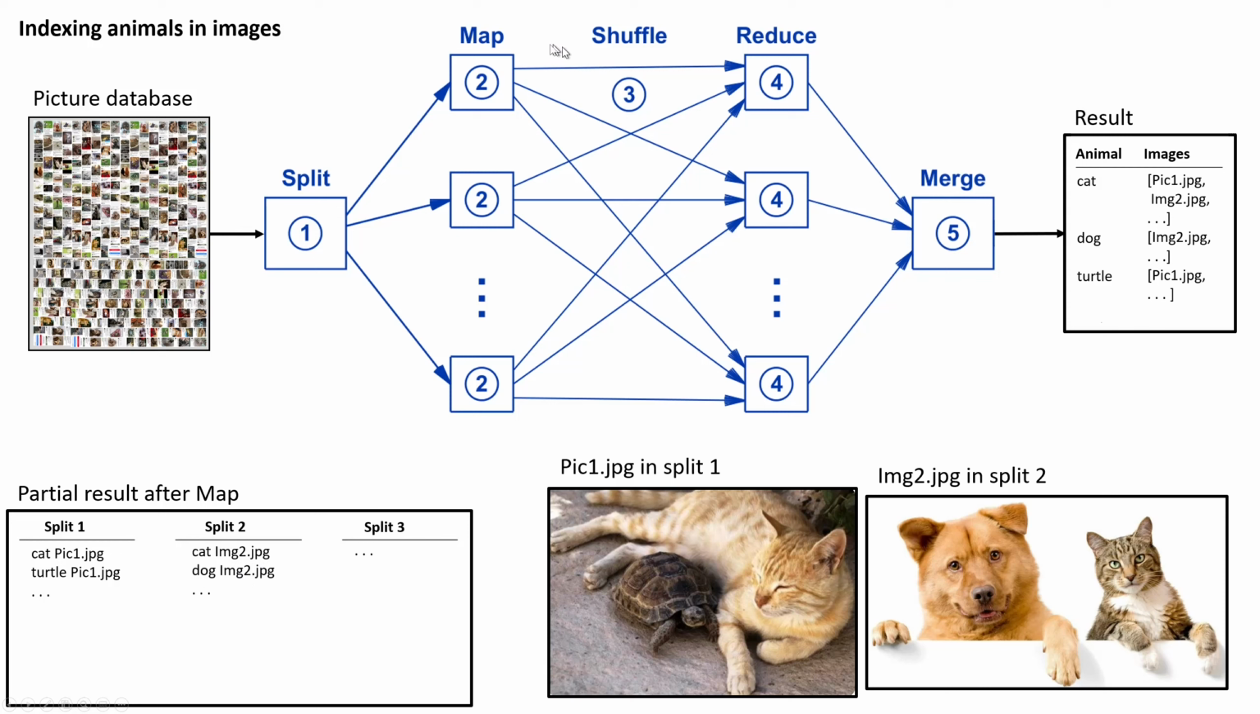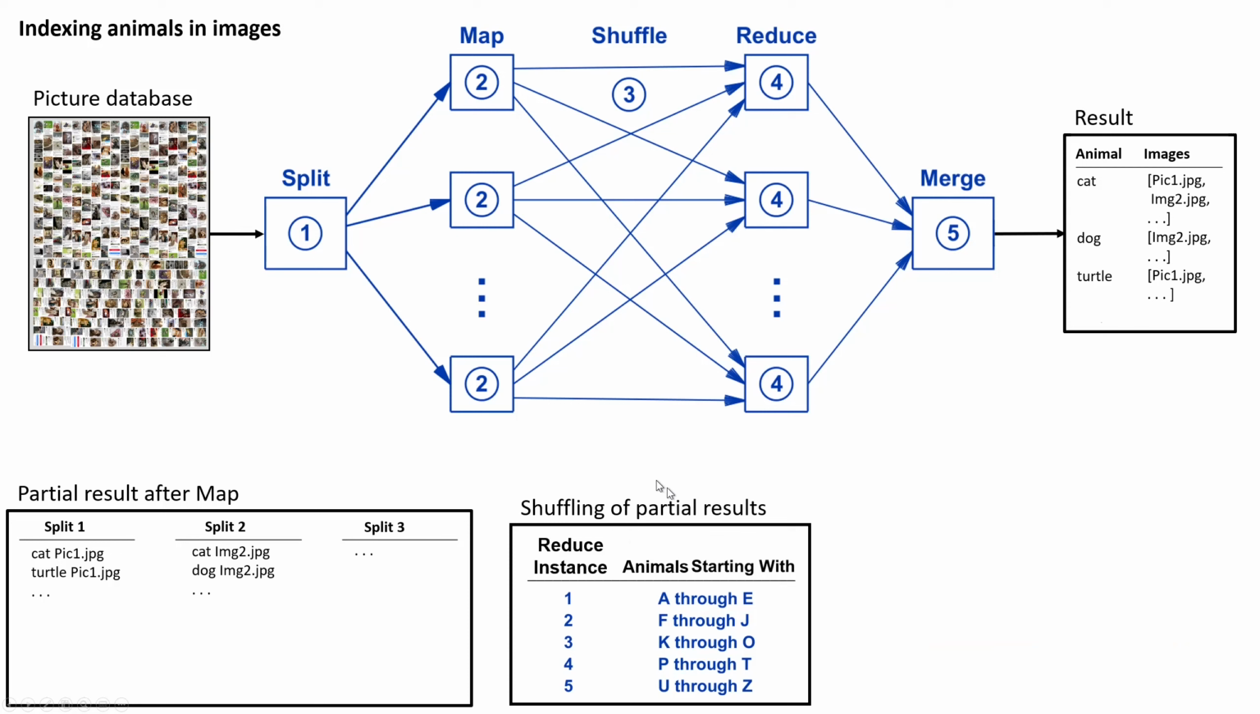And then we're going to send the partial results to reduce instances, and we'll need to have consistent shuffling again. So all partial results for cats need to be sent to the same reduce instance so that this reduce instance can build the list of images that have cats in them. And then finally, we're going to merge the result.